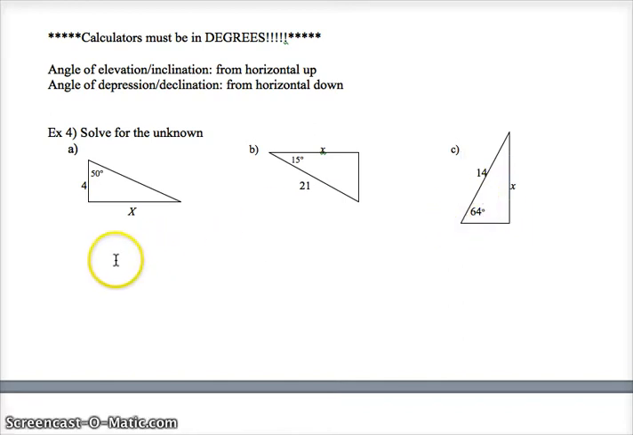So what I'd like you to do is go ahead, solve for X in all three of these. Try and think of what sides you're using, so which trig function you'll use. Press pause and then come back when you're ready.